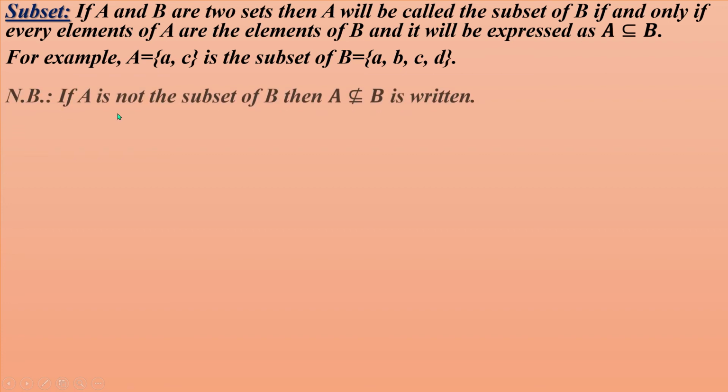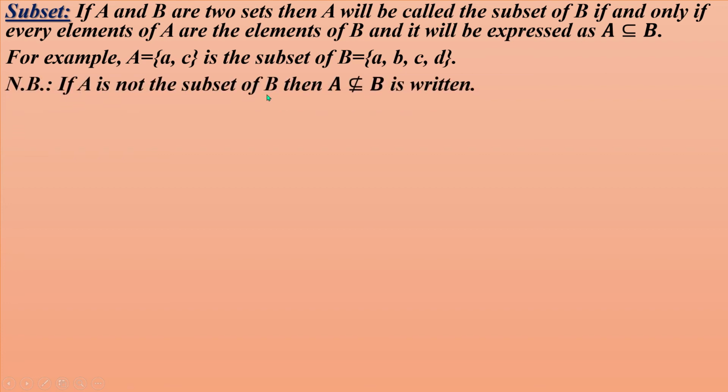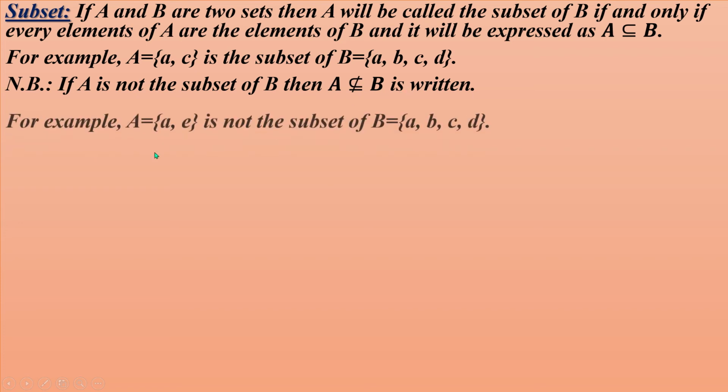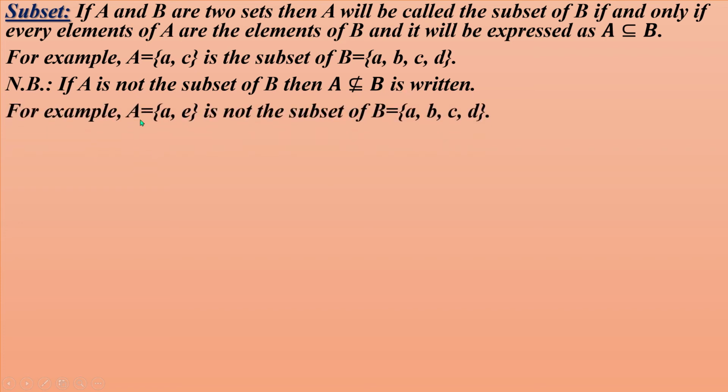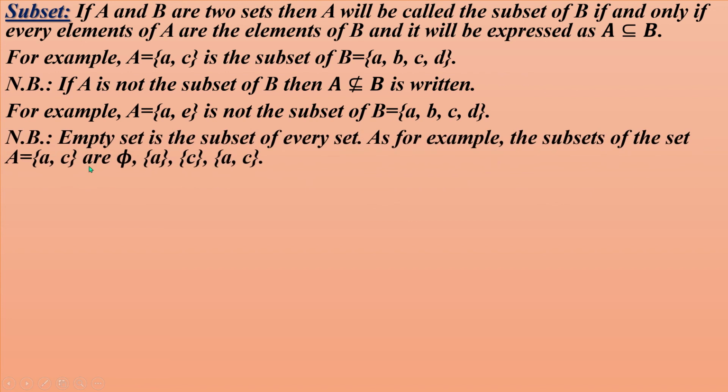Clear? Note that if A is not a subset of B, then A not subset of B is written. For example, the elements of A are A, E, which is not a subset of B, as the elements of B are A, B, C, D. Here E is absent, so A is not a subset of B. The empty set is a subset of every set.